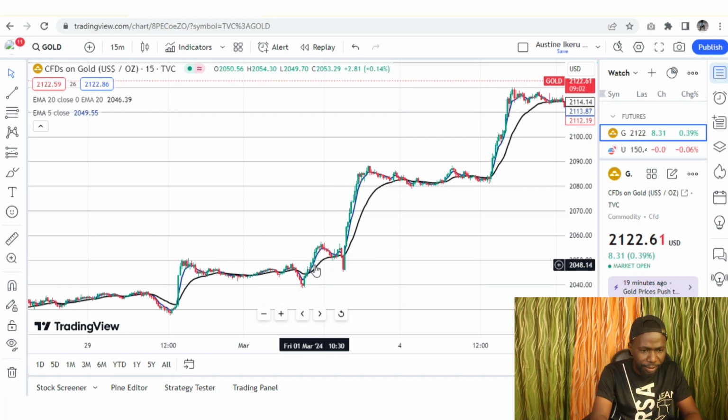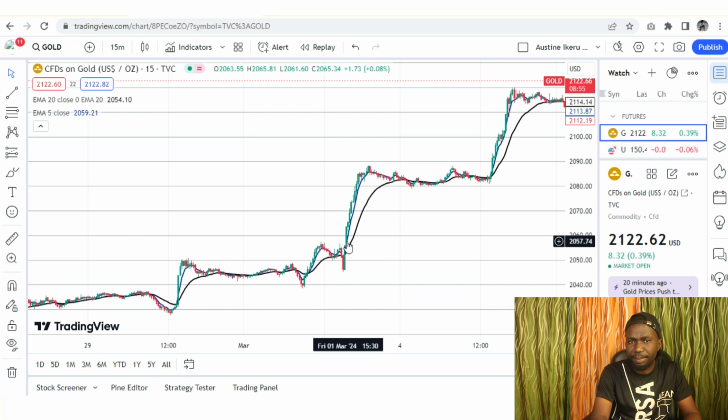The same thing here, when the price makes a crossover, or the 5 EMA crossed above the 20 EMA, you simply take a buy trade. The same thing here, when the 5 EMA crosses above the 20 EMA, you simply take a buy trade.